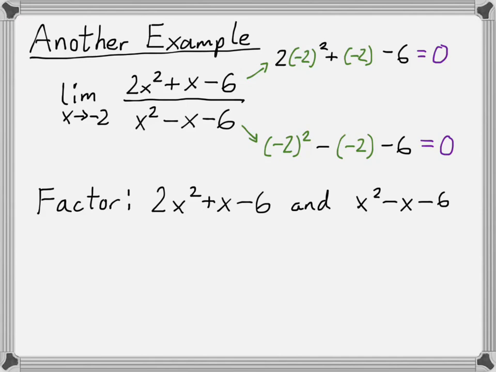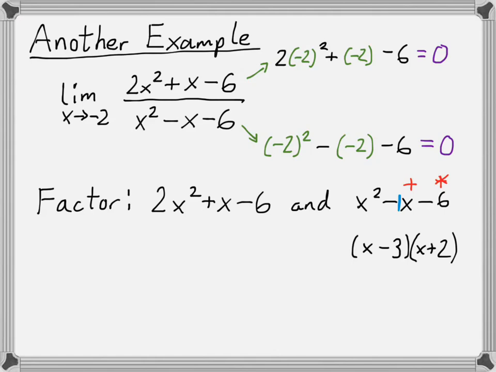I'll factor the simple one first. When factoring with a coefficient of x squared that's 1, I need to find two numbers that multiply to the constant term, that is negative 6, and which add up to the coefficient of the x term. So I need two numbers that multiply to negative 6 and add to negative 1. Those numbers would be negative 3 and positive 2. Negative 3 times 2 is negative 6, and negative 3 plus 2 is negative 1. Once I have those numbers, I just stick them into a form like this, and voila, I have factored.